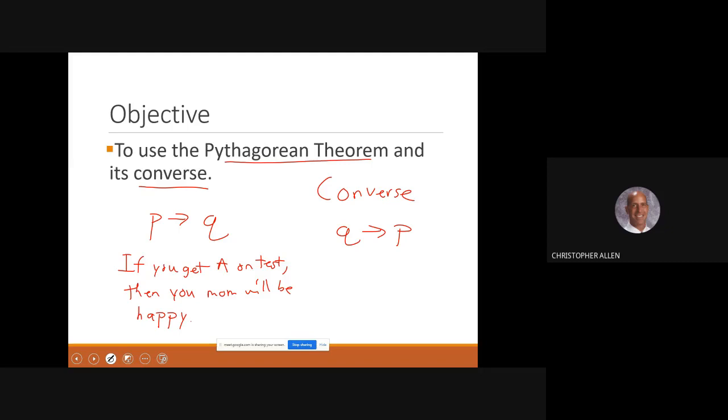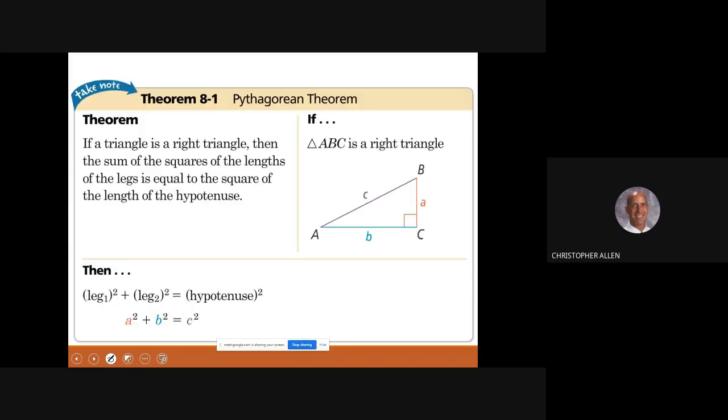Well, the converse would be if your mom is happy, then you got an A on the geometry test. Something like that, right? So I just want to review that because we're going to be talking about a converse here in a minute, okay? Let's go ahead and look at the Pythagorean theorem.